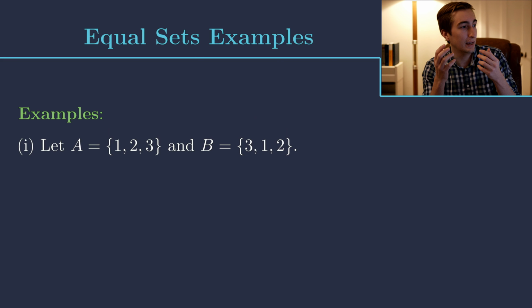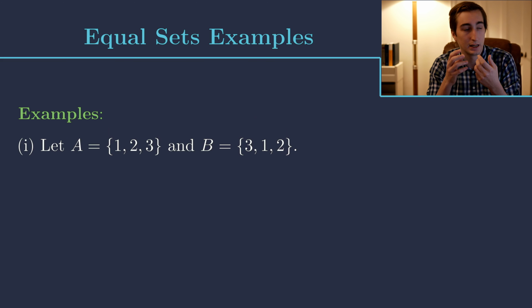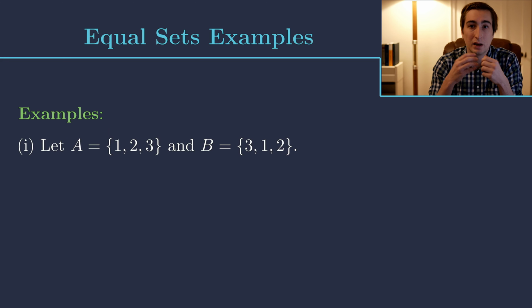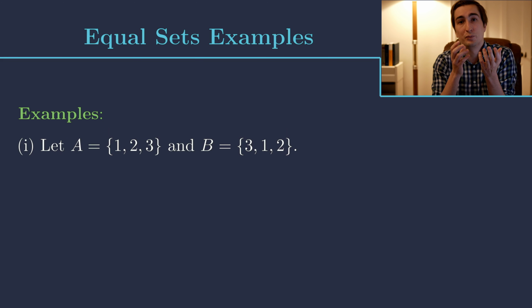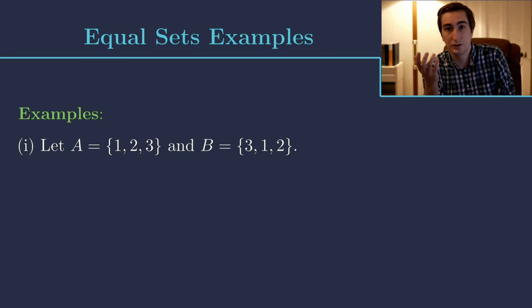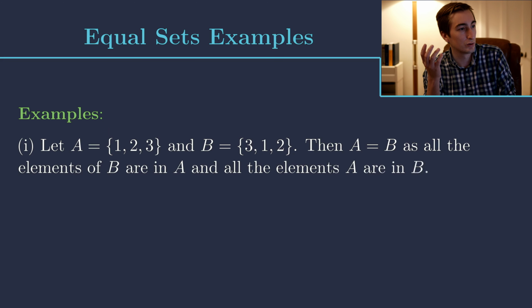So we've got here A is the set containing the elements 1, 2, and 3. And B is the set containing the elements 3, 1, and 2. Well, A and B are clearly equal because all the elements of A appear in B and all the elements of B appear in A. And we see that B is just a reordering of the elements of A. So in our definition, we've come full circle and said indeed that A equals B.